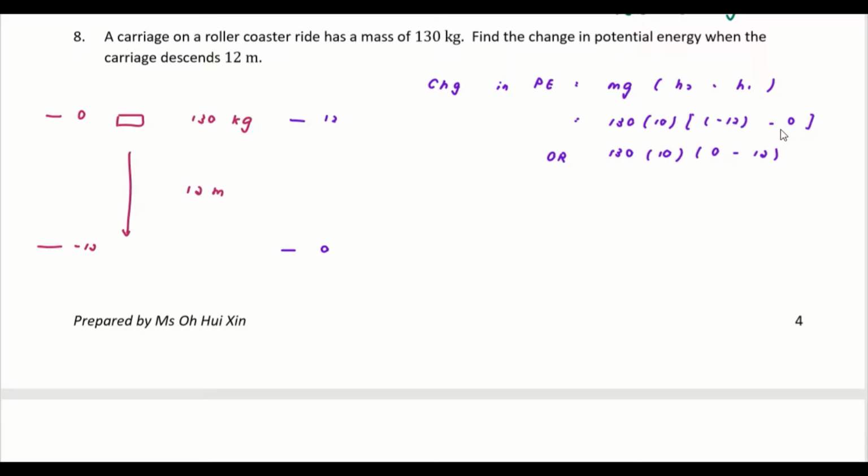So negative 12 minus 0 or 0 minus 12 is just going to give you the same answer, which is negative 12. When you solve it, you are able to get your answer as negative 15600 joule. You can see it's negative because the position moved from a higher height to a lower height, so it's a loss. Or if you want to write it as the loss in PE, then it will be equal to positive 15600 joule. The same thing: this carriage descends 12 meters.